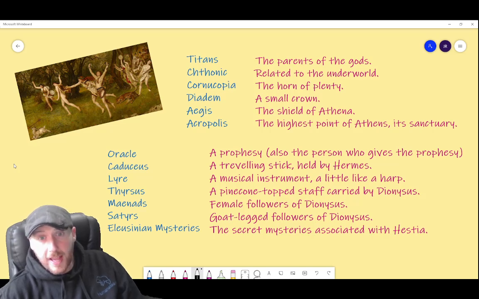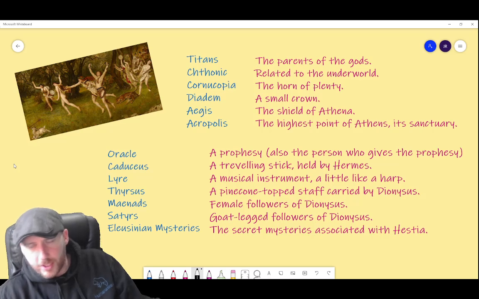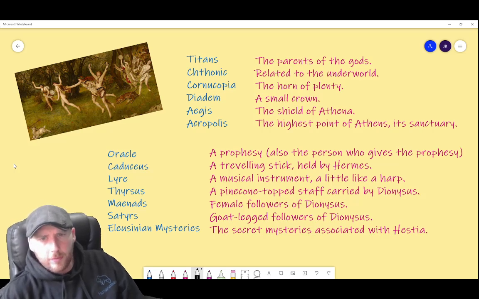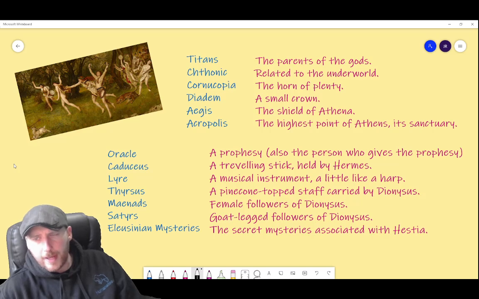Our next one here is the Aegis. We talked about that. That's the shield of Athena with the face of Medusa on it. The shield that can prevent all damage. It's a pretty good magic item there. Then we've got the Acropolis, which we'll come to again in the future, but for some reason they put it in this section of the textbook too. That's the highest point of Athens, the sanctuary, the area where the temples are positioned, and that's where we'll find the Parthenon. More on that in the future when we get to the Parthenon.